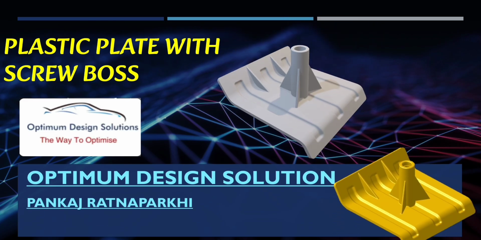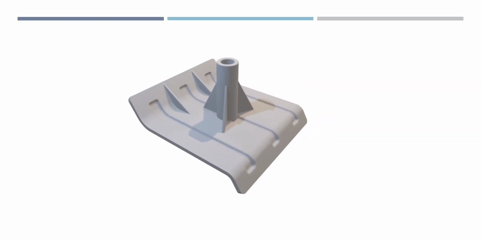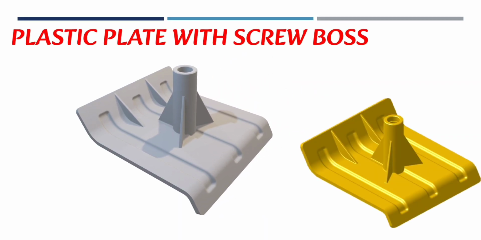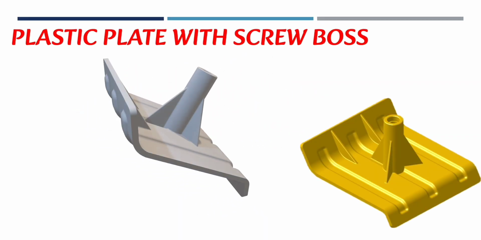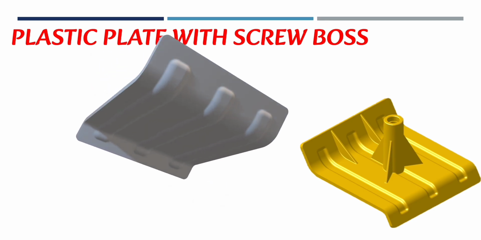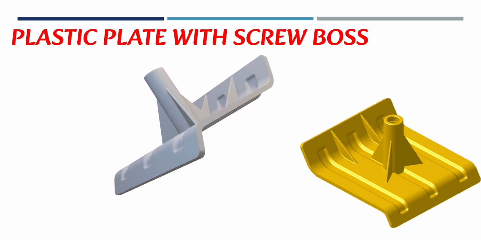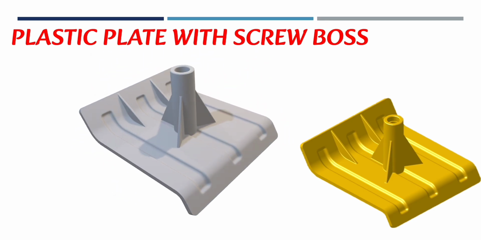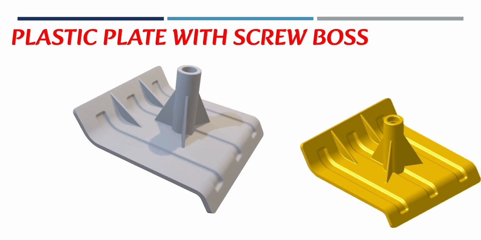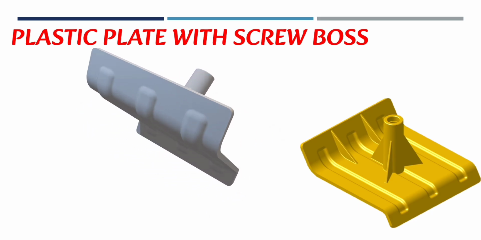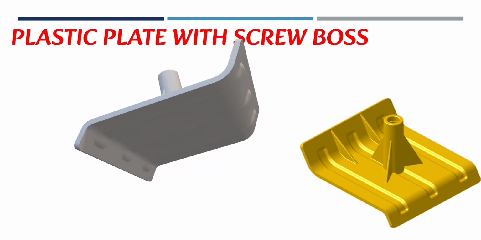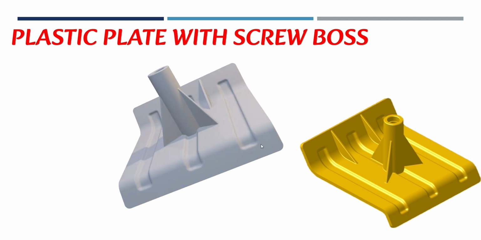Today we have come up with a new tutorial. It is very interesting and simple: the plastic plate with screw boss. We are going to see the uniform thickness, rib addition, then slot creation on the plastic plate, and also we are going to design a screw boss and its integration on this plastic plate. So without wasting time, we'll open CATIA and start designing.